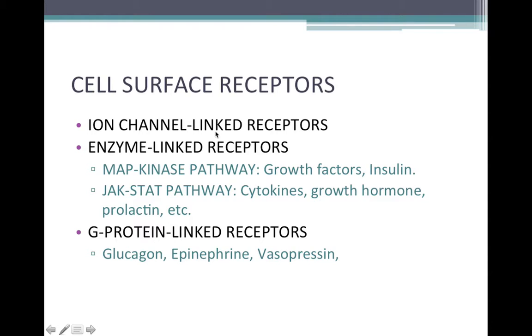Now, ion channel-linked receptors are basically receptors that, once activated, open up an ion channel and allow for ions to flow, like let's say sodium flowing into the cell, or potassium flowing out of the cell, or calcium flowing into the cell. Basically, this receptor is also an ion channel, and so when the signaling molecule binds the receptor, it's going to open up that channel and allow for basically ions to flow through.